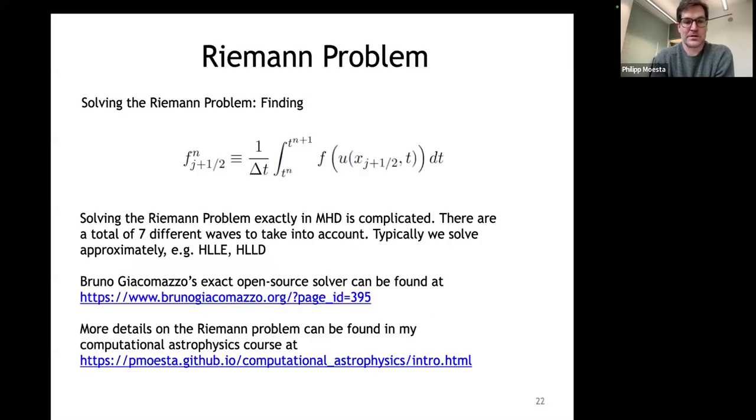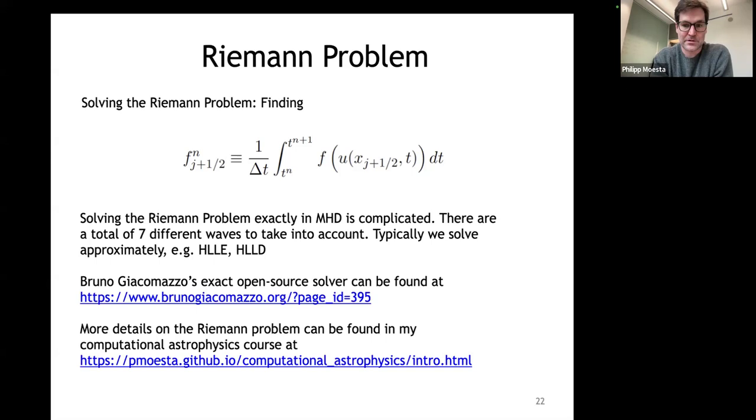So the Riemann problem is essentially finding these values, the flux at j plus 1/2. We can do this in MHD exactly, but that is very complicated. The main reason is that there's a lot of physics that enters into how you solve the Riemann problem. There are different physical waves, for example the magnetosonic speed and the Alfvén speed that you have to take into account when you're solving these solutions. I'm not going to go into the detail of how we solve the Riemann problem, since it's maybe not the best use of the time on MHD.